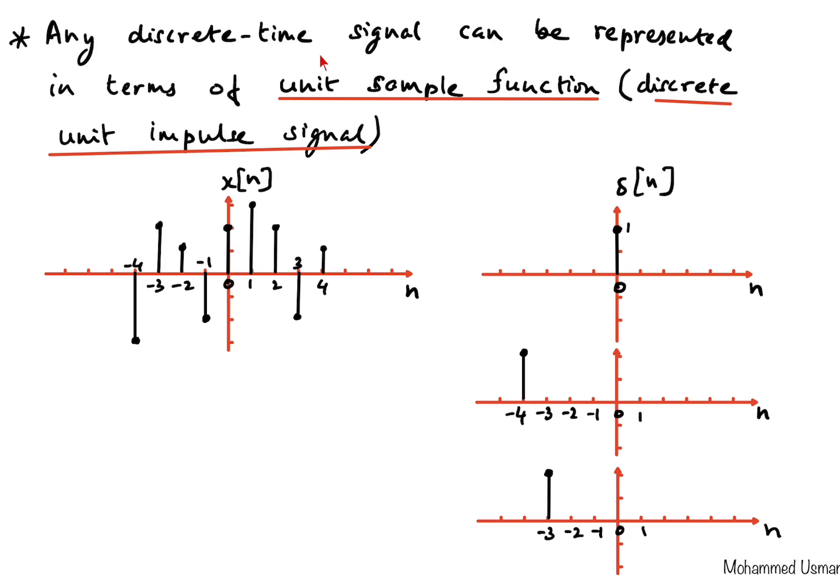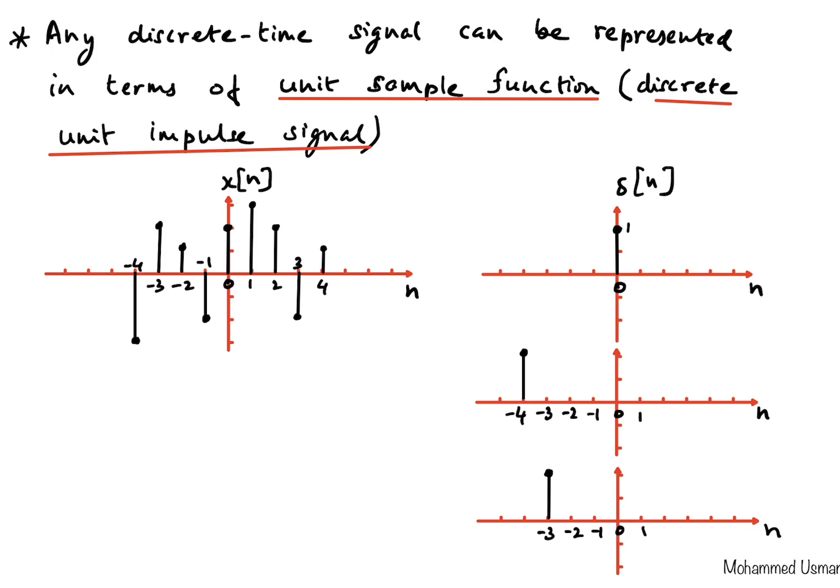So any discrete time signal can be represented in terms of the delta function, which is the unit sample function, also called the discrete unit impulse signal. I've depicted an arbitrary signal x of n here, and we want to try to represent this x of n in terms of the delta function delta of n, or shifted versions of delta of n. So x of n is some arbitrary discrete time signal which I've defined from -4 to +4.